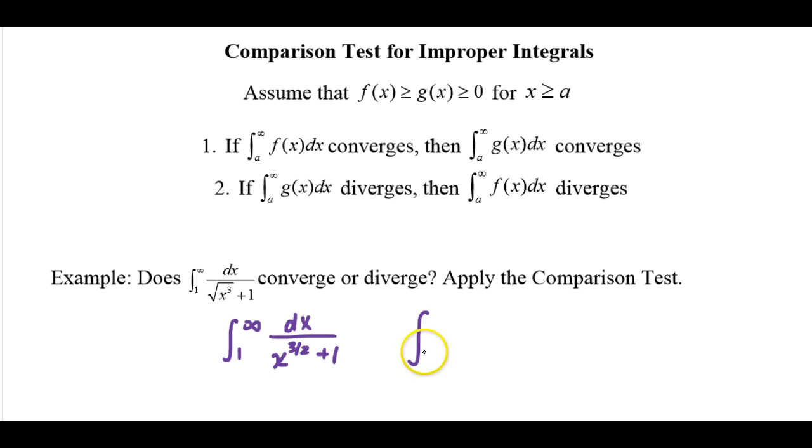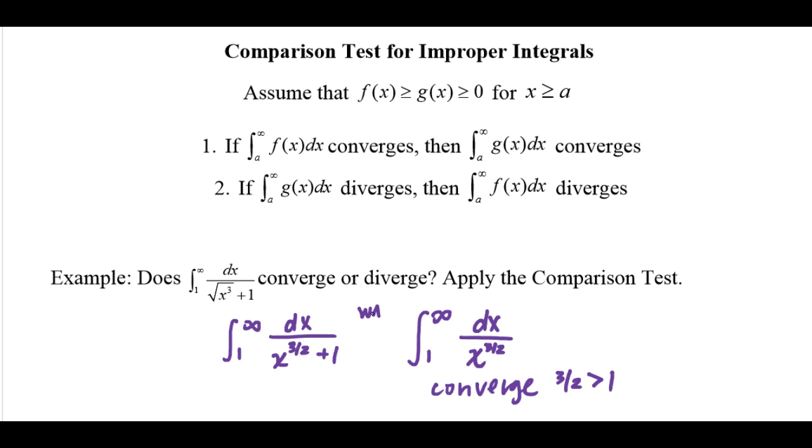I'm going to compare this to the integral from 1 to infinity of dx over just x to the 3/2, which we know has to converge. This one has to converge because 3 over 2 is greater than 1, and we're applying the theorem from the previous topic. So if this one converges, then I need this one.